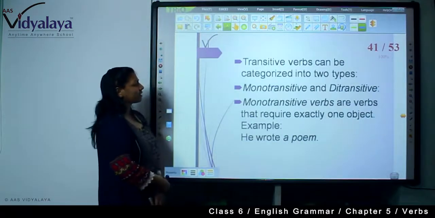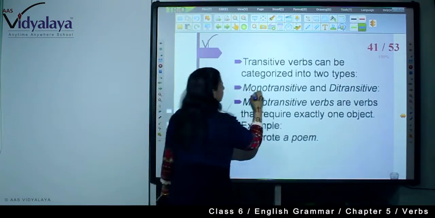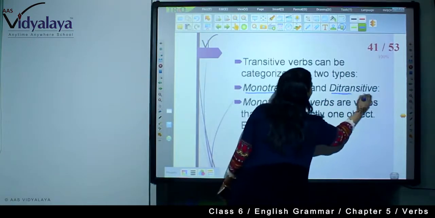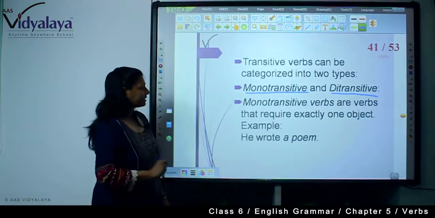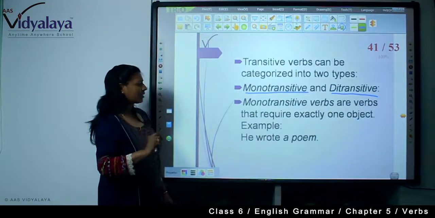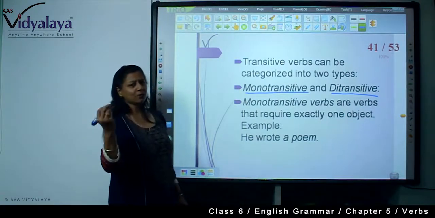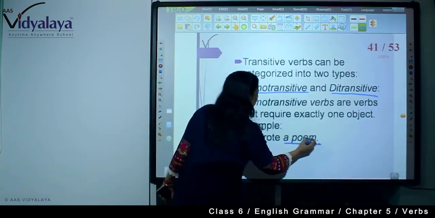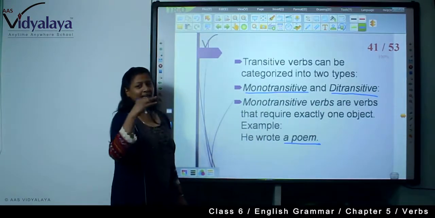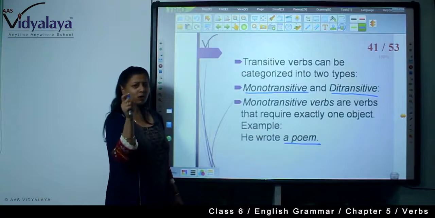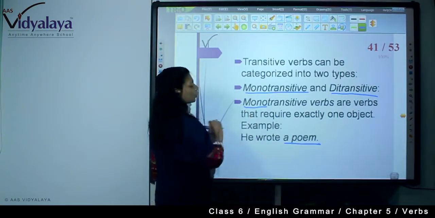Next, transitive verbs can be categorized into two types. One is monotransitive and another is ditransitive. What is monotransitive? These are verbs that require exactly one object. For example, he wrote a poem. Only one object is there, a poem. Earlier we saw, we kicked the football. The football. Only one object is there.